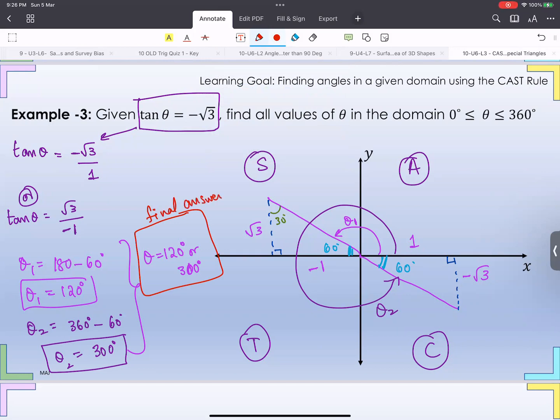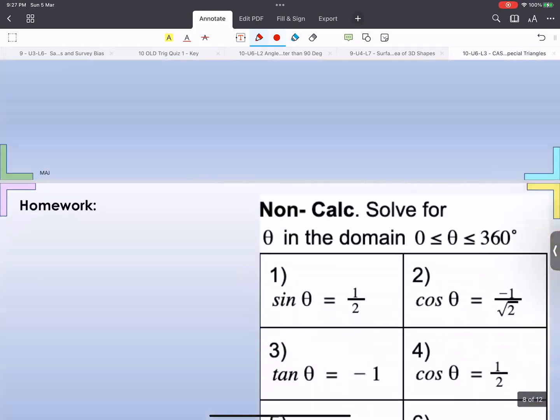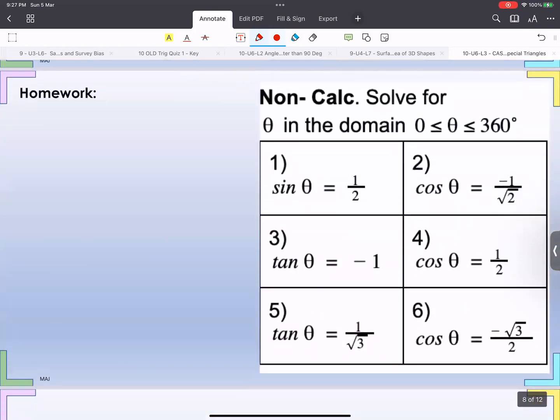So that is the lesson. Three examples, we're done. For you, your homework are these questions. Solve for theta in the domain between 0 and 360. If you say, Miss A, can I use a calculator and do theta is equal to sine inverse of 1/2? You can, but it's only going to give you one solution. It's not going to give you multiple solutions. So be smart about it.